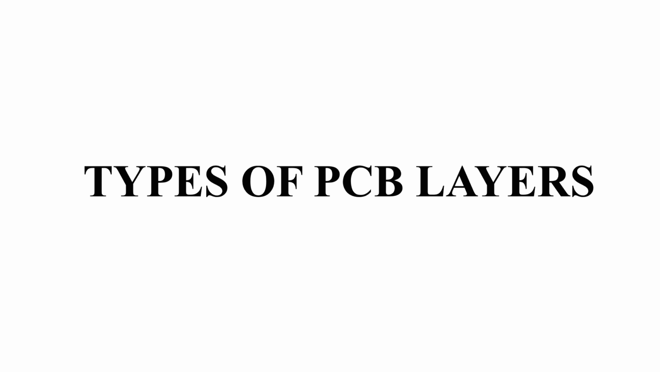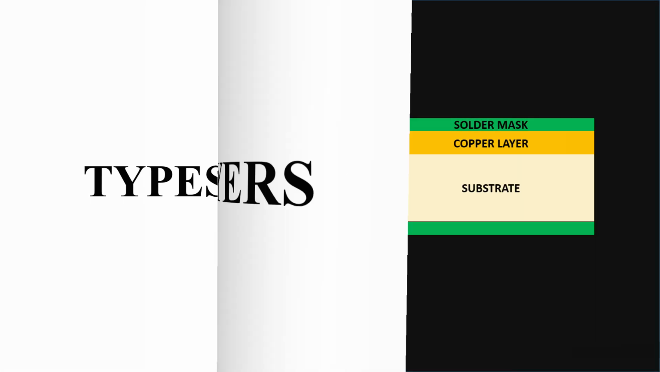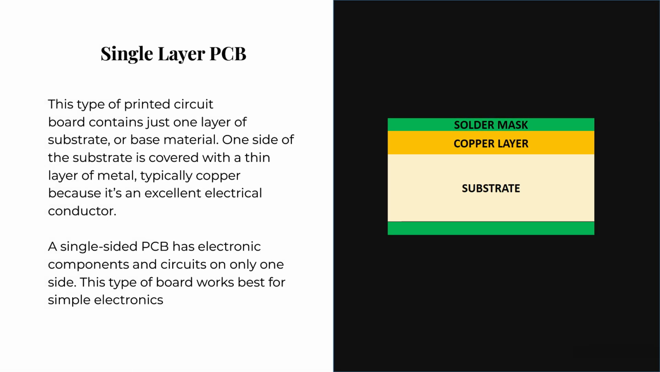Types of PCB layers. Single-layer PCB. This type of printed circuit board contains just one layer of substrate or base material. One side of the substrate is covered with a thin layer of metal, typically copper because it's an excellent electrical conductor. A single-sided PCB has electronic components and circuits on only one side. This type of board works best for simple electronics.